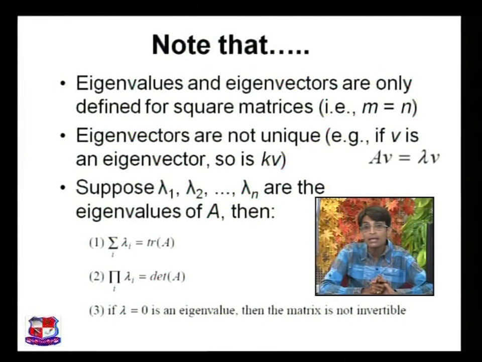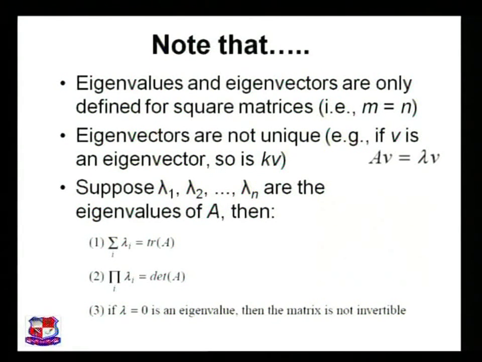So these results are very important to find eigenvalues and eigenvector. So the first one is the summation of eigenvalues is equal to trace of A. The second one is multiplication of eigenvalues is equal to determinant of A. And the third one is, if lambda is equal to 0 is an eigenvalue, then the matrix is not invertible, right? Okay, so these are some results of eigenvalues and eigenvectors.